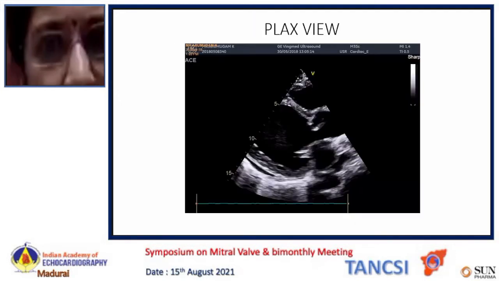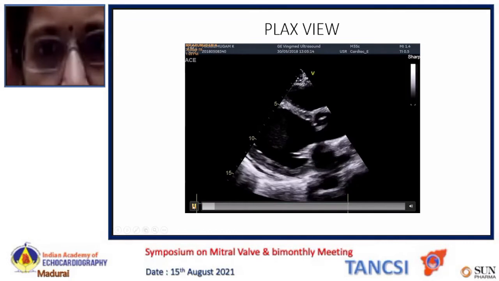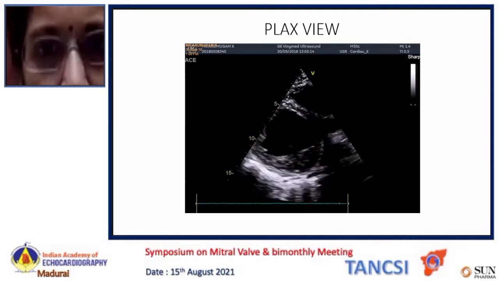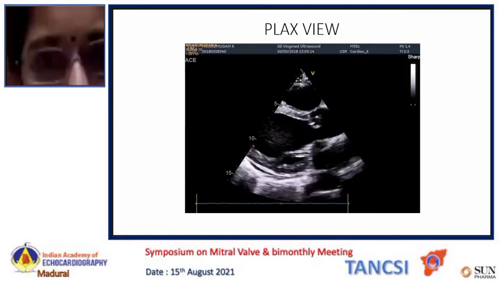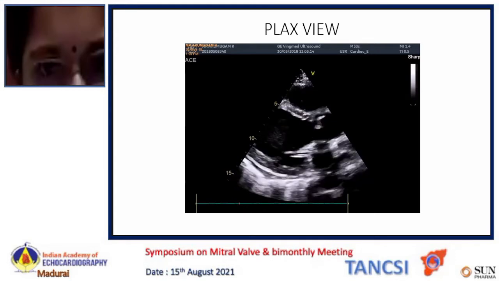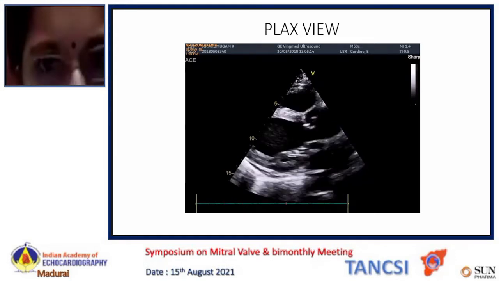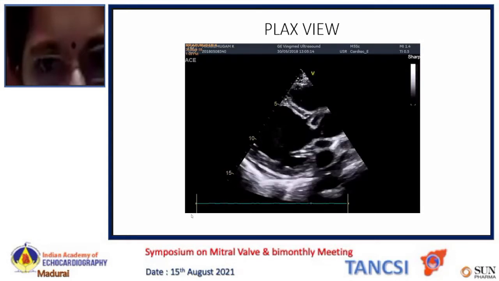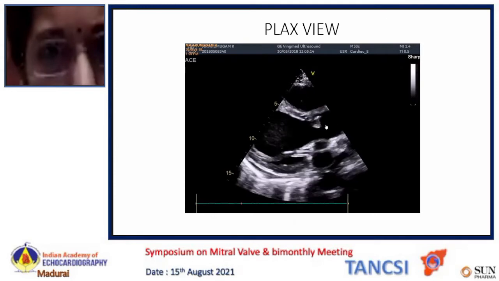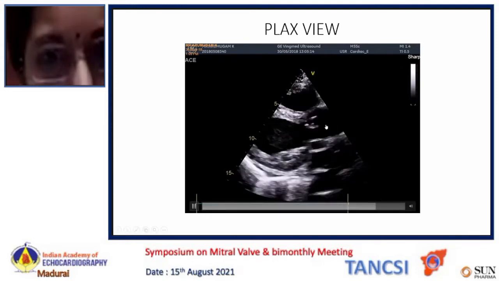So we did a transthoracic echocardiogram, the PLAX view, showing thickened aortic leaflets with the right coronary cusp prolapsing and a hyperechogenic mass seen attached to the RCC. And there is a hypoechogenic cystic lesion which was posterior to the LCC. And the aortic root was dilated, around 40 mm in size.